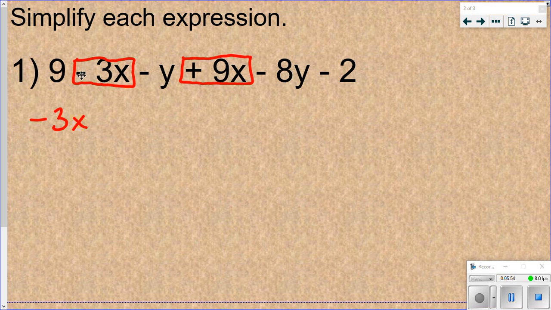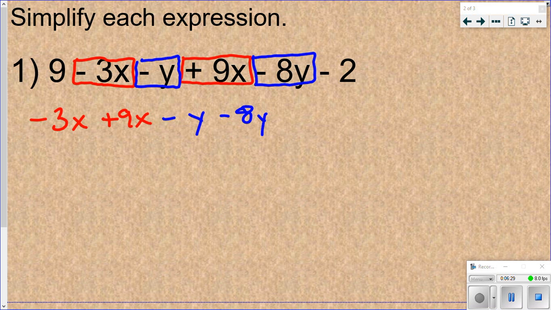Now, notice that minus sign now is a negative sign. But don't be confused by that, okay? Negative 3x plus 9x. So again, I took the minus sign with it. I took the plus sign with it. And now let's do the same thing with y's. So I'm going to move the y's, and I'm going to take the symbol in front of them with them. So minus y minus 8y. And then last, I'm going to move the numbers.